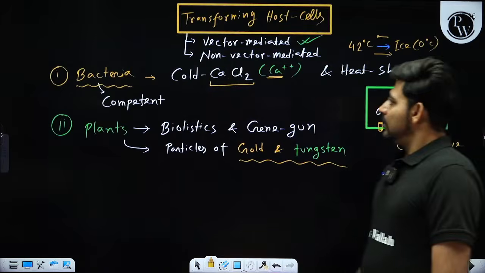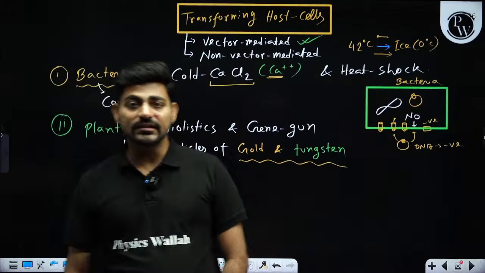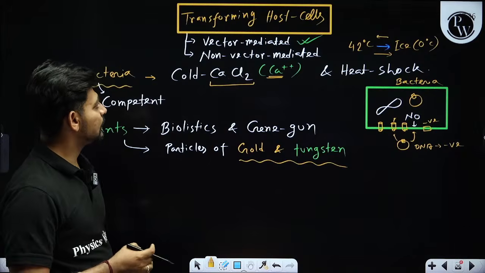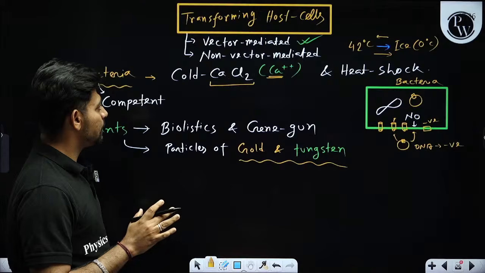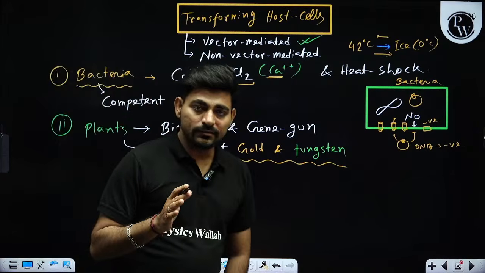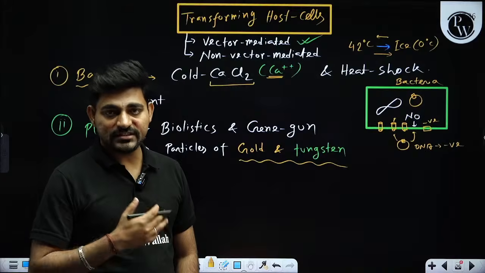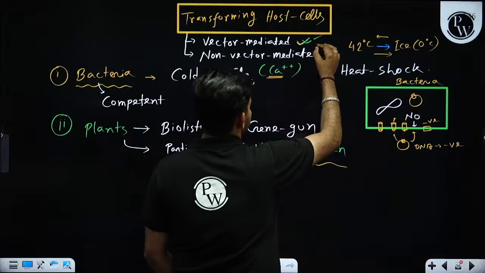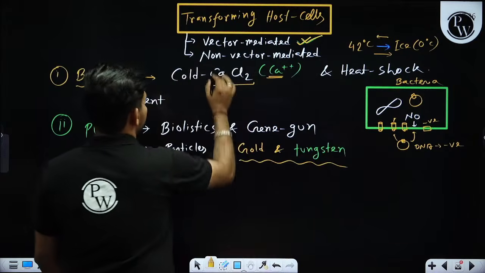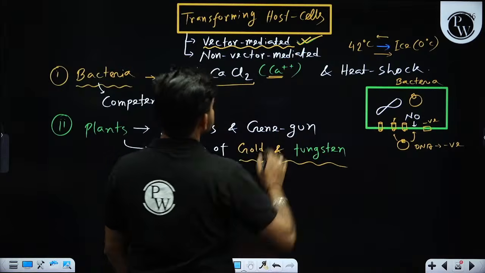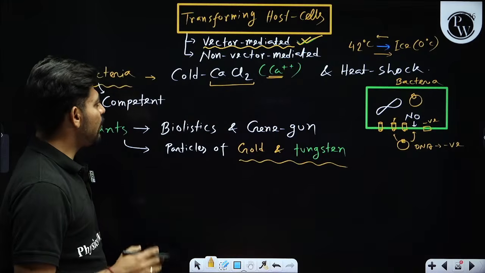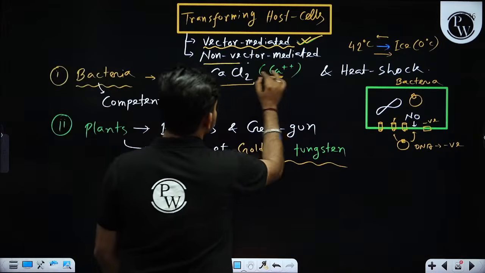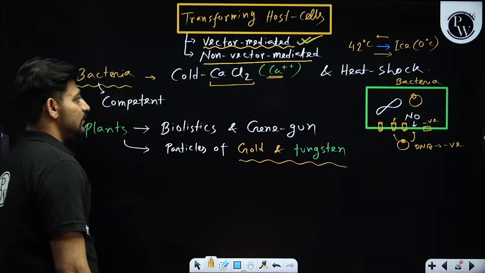Okay. Now we have to learn the art of transforming a host cell. The methods we were studying earlier were about cloning vectors, the transformation of a host cell with the help of a vector, which we can call vector-mediated transformation. Now I will be talking about how to transform a cell without using a vector, the non-vector mediated method.